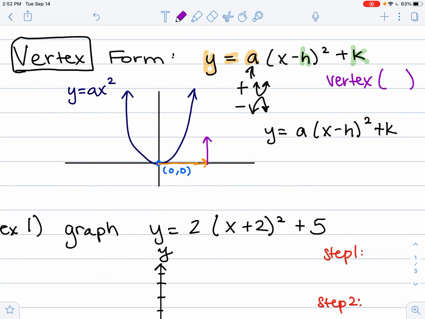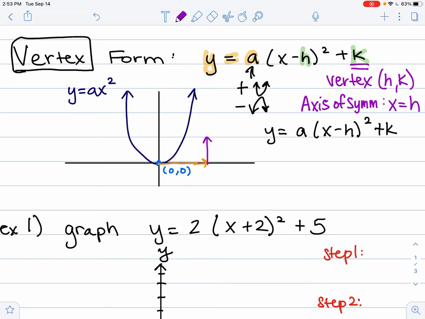Our vertex's x value is whatever h is. Keep in mind, there's a negative in front of the h, so you always look at the opposite. And k is our y value of the vertex. We also know that the axis of symmetry, or AOS for short, is x equals whatever the h value is, okay?